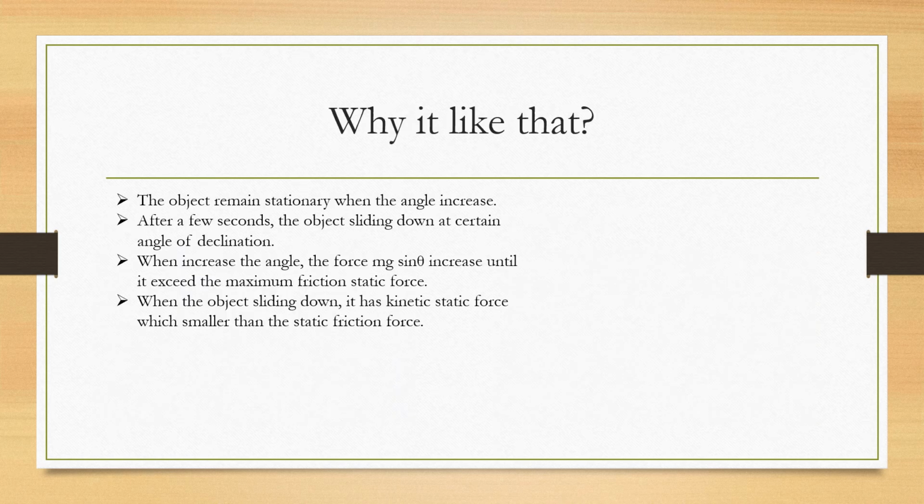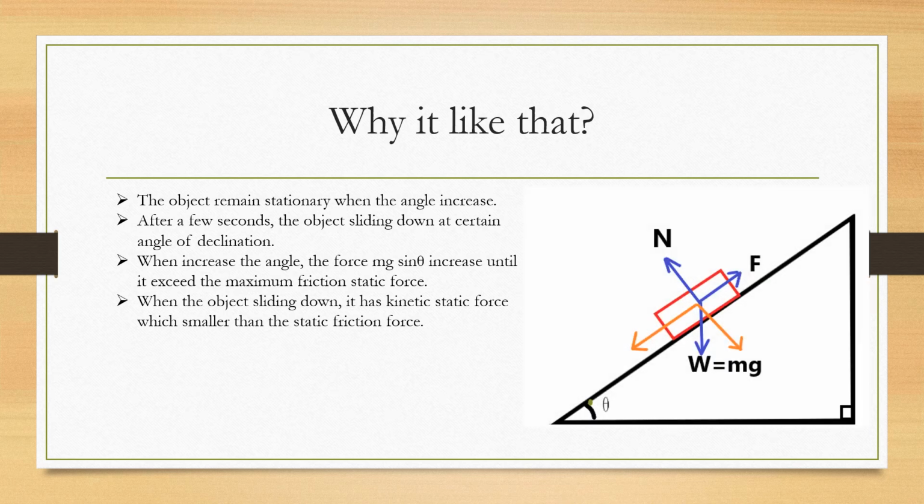From the example just now, why is it like that? So here I draw the free body diagram for the sharpener on the surface. W is the weight of the sharpener, N is the normal force, and F is the friction force. The W will resolve into the X component and Y component. For the Y component, the formula is mg cos theta, and the X component is mg sin theta.